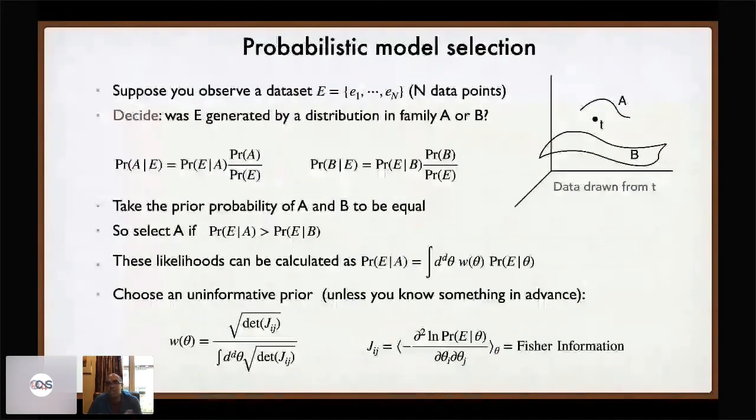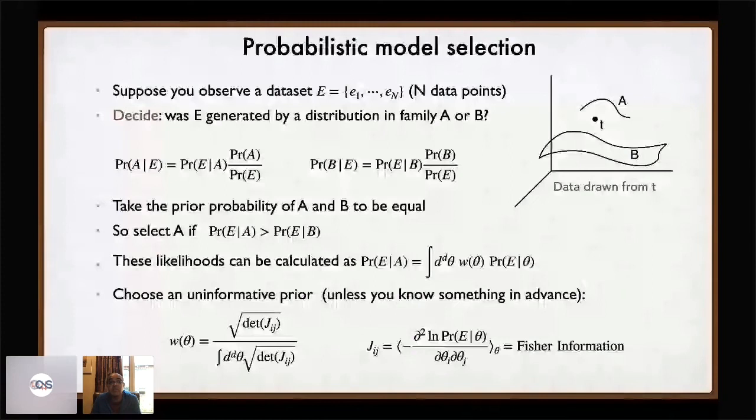More generally, suppose that instead of picking an ad hoc criterion, what you want to do is optimal probabilistic model selection. You might think the best thing you could possibly do is gather all the data. So you have a data set consisting of n data points, E1 through EN, and you're going to use all of the data optimally. Probability theory is going to tell you what the best you can do with this is.